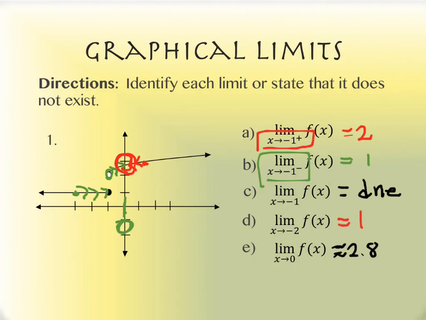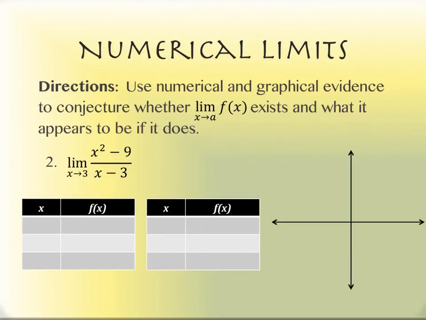Now, we're going to take a look at another one. It's a little different because there's not a graph given to us, but we do have an equation given to us. So we're going to look at the graph of this equation in part, but we're also going to look at numerical evidence of what happens here. The directions say use numerical and graphical evidence to conjecture. That means to guess. It's a fancy word for guess, but it means guess with a substantiated reason. That's what conjecture means. Whether the limit exists, number one, does it exist? And number two, what in the world is it, if it really does exist?